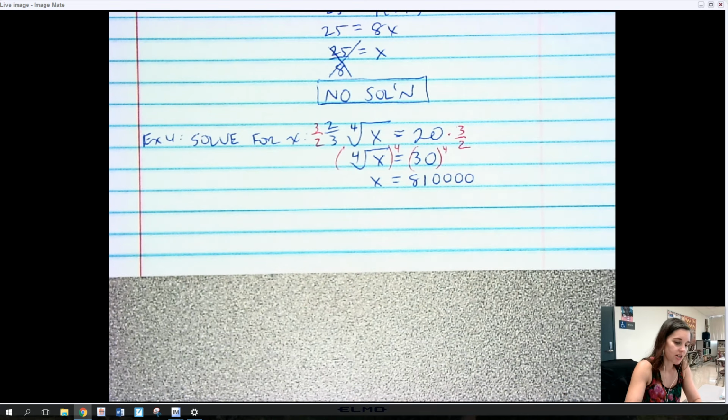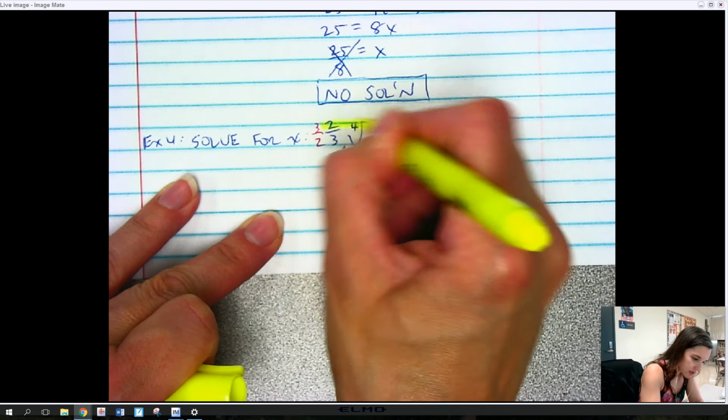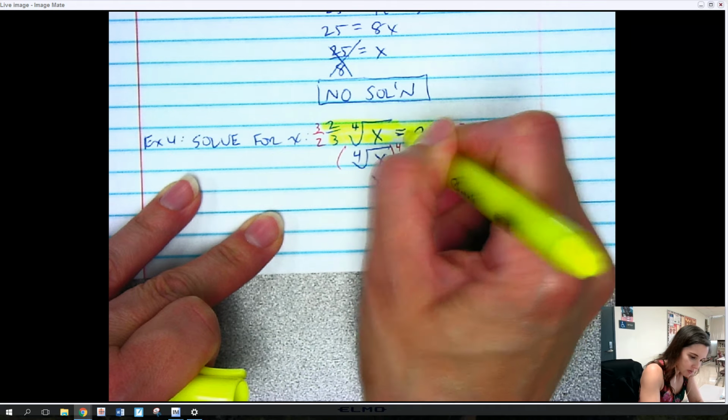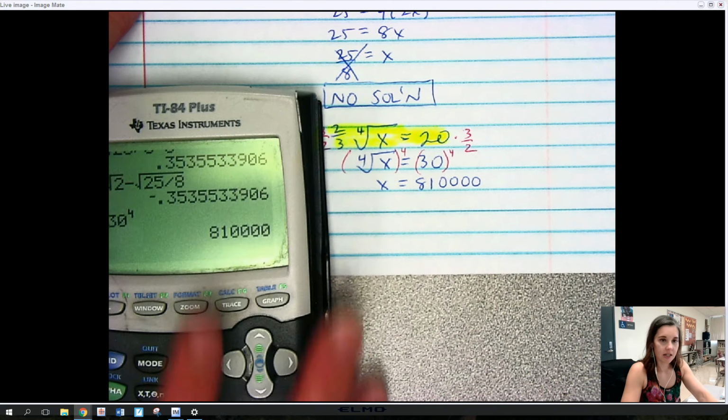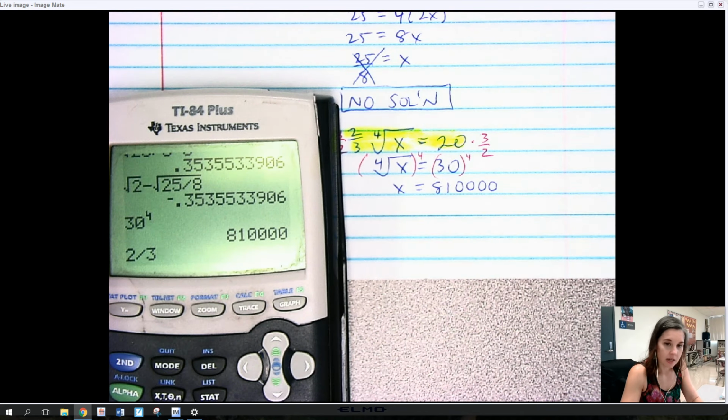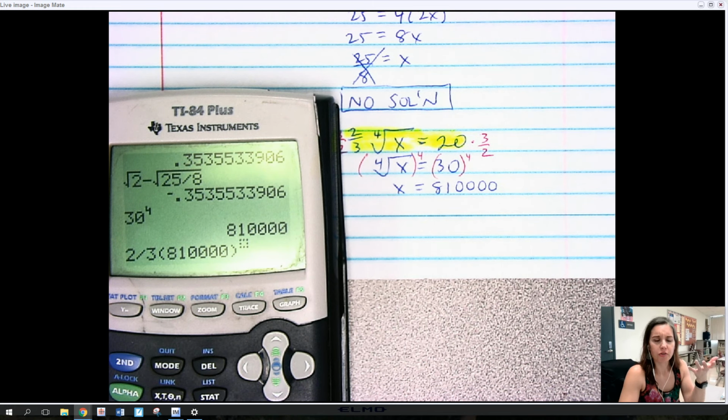And again, when I'm checking into the original, so this one here, not the red. So let's check and see if 2/3 times the 810000, right? I think I have too many zeros. 1, 2, 3, 4, 1, 2, 3, 4. I have too many. Okay. A 4th root is the same as a 1/4 power. So I'm just going to take it to the 1/4 power. And I get 20, which is what we have. So that is correct.